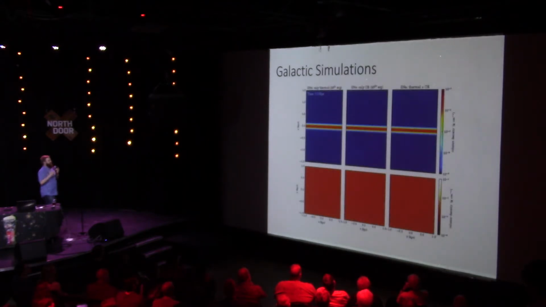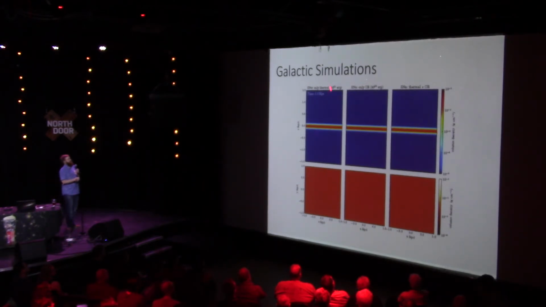But this is one of a recent simulation that has been done of a piece of the Milky Way, and there's 3 panels here. The first panel is a portion of the Milky Way. This is looking at the disk of the Milky Way from the top down. If you only included the thermal energy, and then this one is if you only include the cosmic rays and the magnetic field, and this last one is if you include everything.